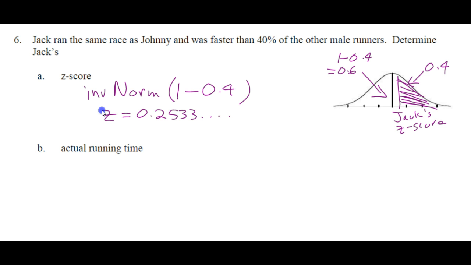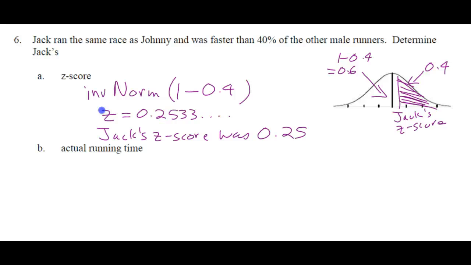And more, right? Because I don't want to round that, because I'm going to use it to calculate his actual running time. Now, his Z-score, if I'm going to round it just for telling you what it is. So Jack's Z-score was 0.25. I'm going to round that just for presenting the number to you, to the nearest hundredth.